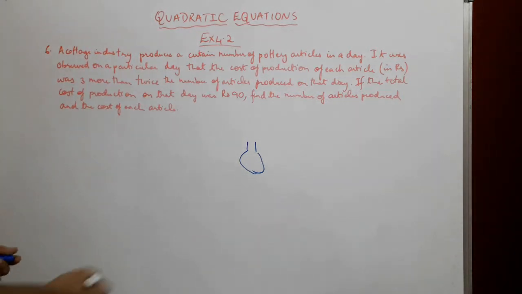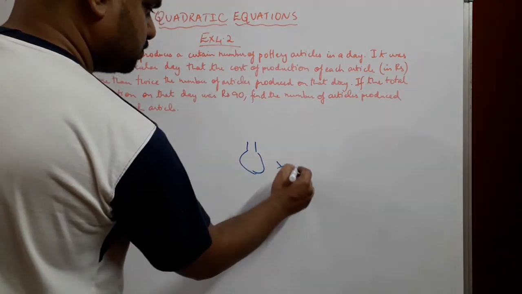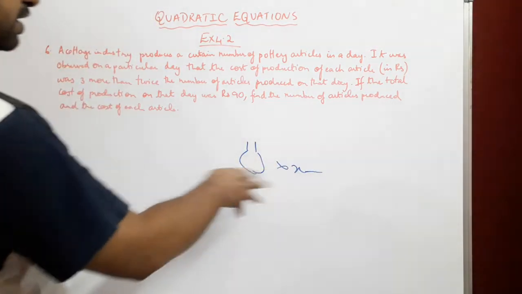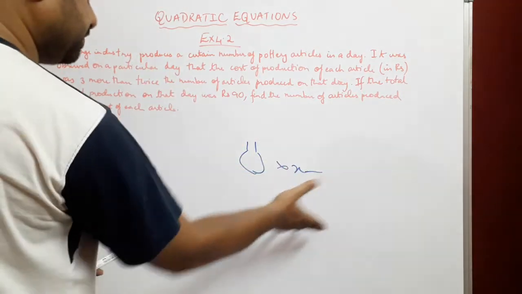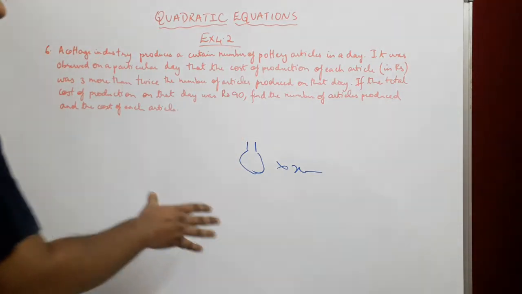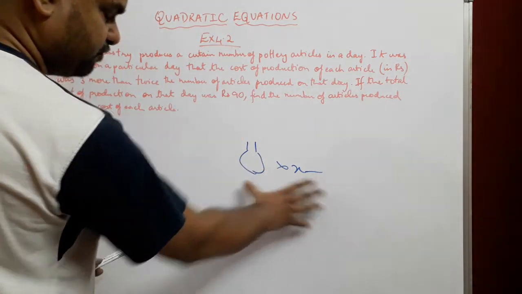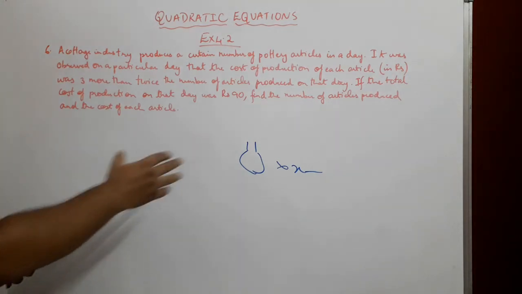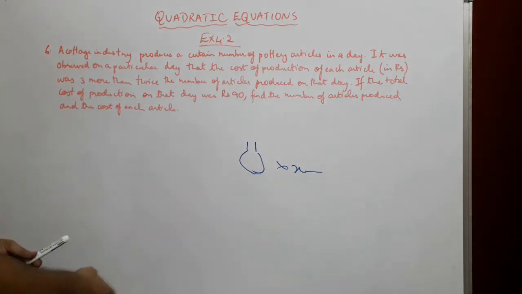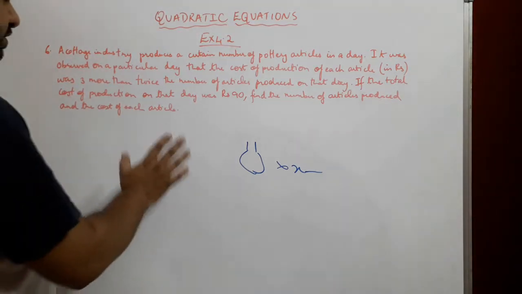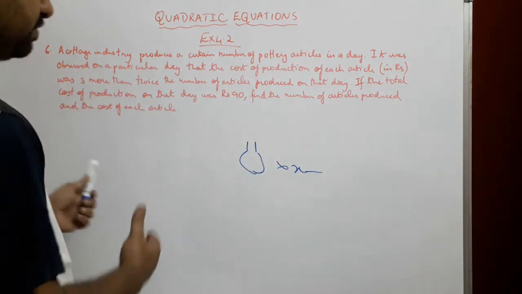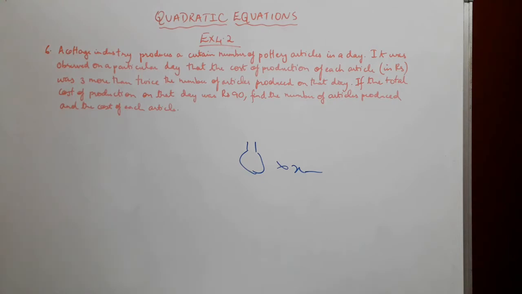Okay, and they produce some X amount every day, and for each article that they produce they have a cost for it, they charge something. Now this problem says that on a particular day they produced a number of pots, fine, but the cost over there was different compared to other days. That means it was found to be 3 more than twice the number of articles. It's just a relationship given, 3 more than twice the number of articles produced on that day.